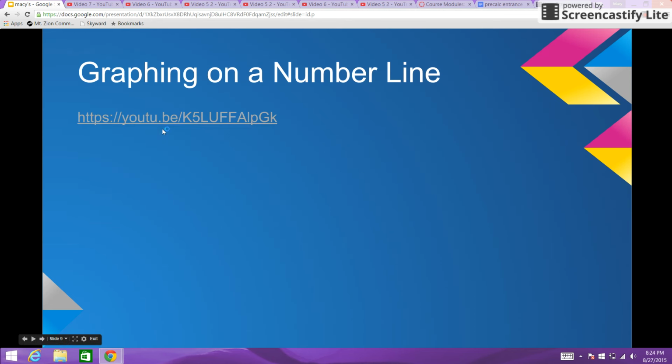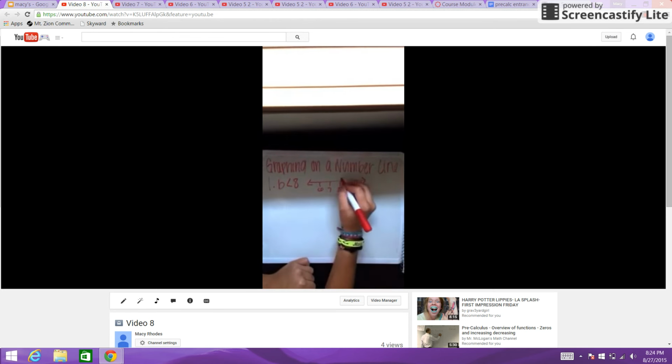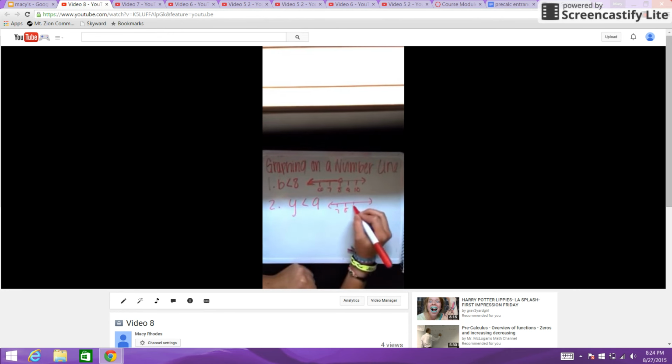So in the video, I used the answers from the previous examples. Number 1 was b is less than 8, so there's no equal to sign, so it's open and pointing towards the way the arrow is going, so to the left. Same for number 2, except open circle on 9 and pointing to the left.